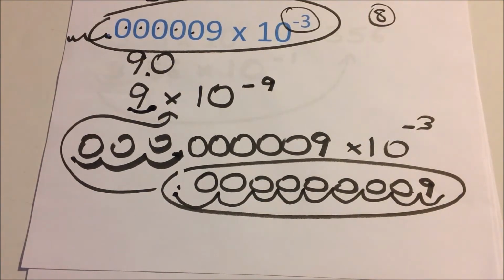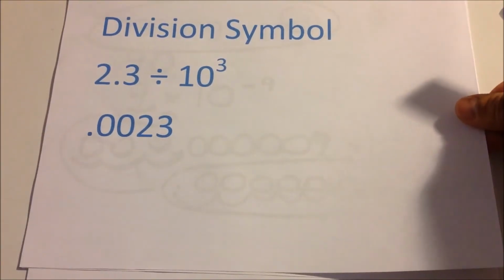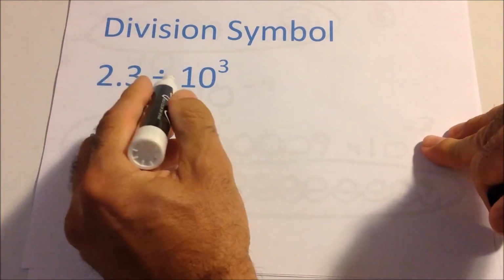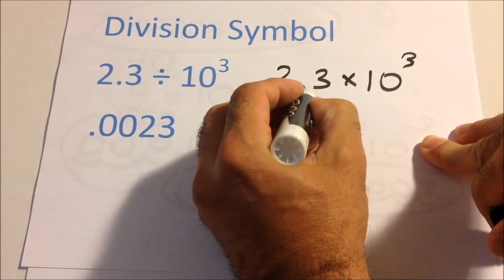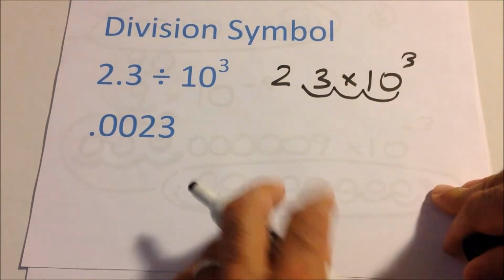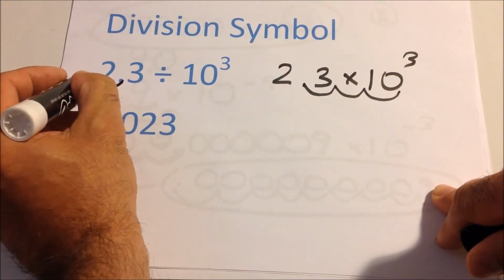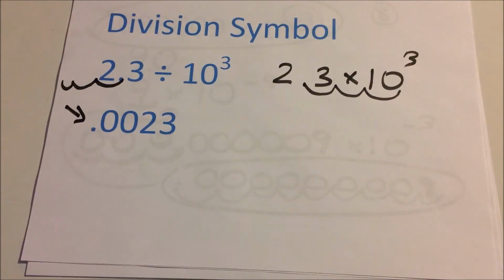Okay. Let's look at another one. What if we had a division symbol? When you see division, think of the opposite of multiplication. Whatever you would do with multiplication, do the opposite in division. So let's look at here. This is saying 2.3 divided by 10 to the third power. If it was 2.3 times 10 to the third power, we would move this 3 times to the right. But if it's division, we do the opposite. Now we have to move it 3 times to the left. 1, 2, 3, and we would get this number. Keep that in mind when you see a division symbol. Do the opposite you would do with multiplication.